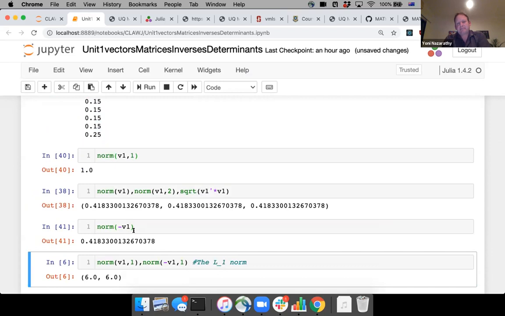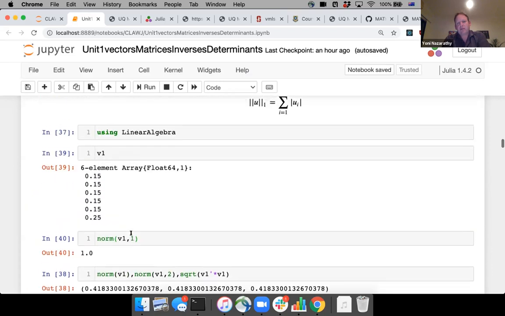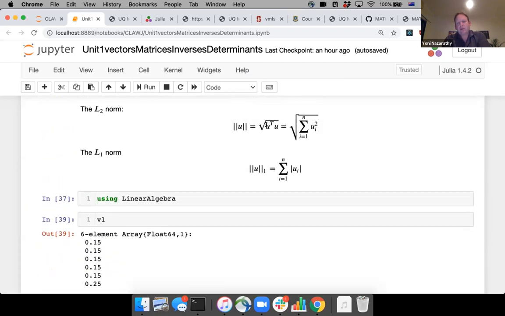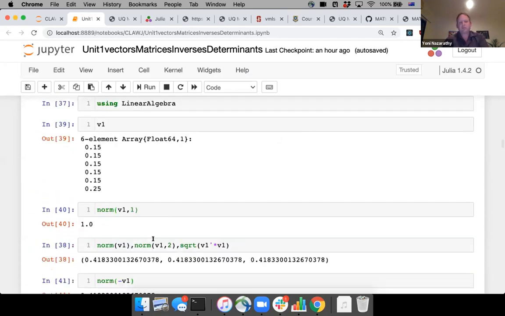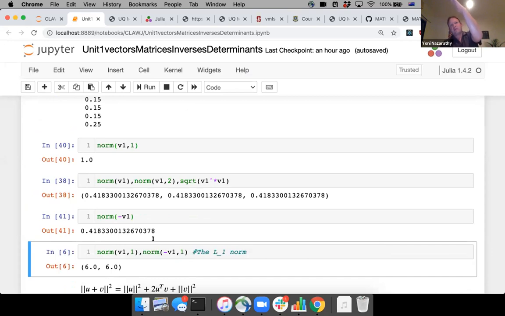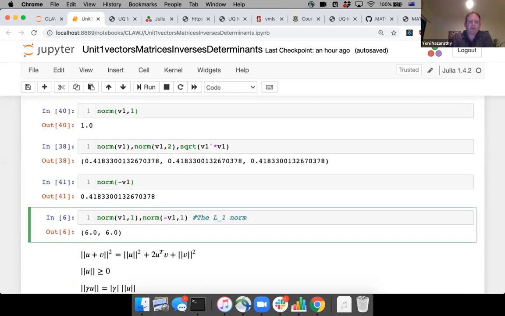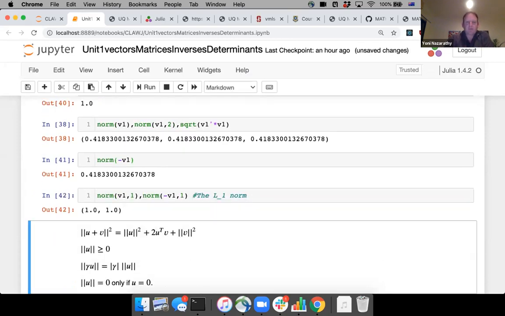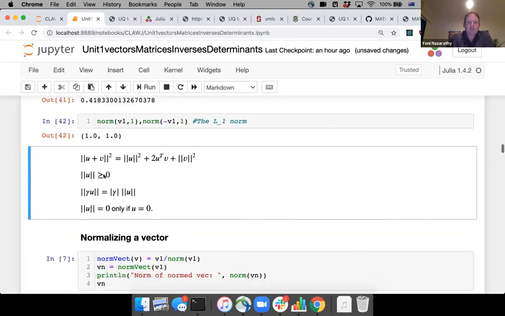Now the norm of minus V1 is the same, because I'm squaring here. I've done minus of every entry, I'm squaring, so that minus doesn't play a role. So V1 can point in this direction or it can point in the opposite direction. The norm is basically its length. This is the L1 norm, I guess we spoke about it. Okay, so some nice properties of norm.